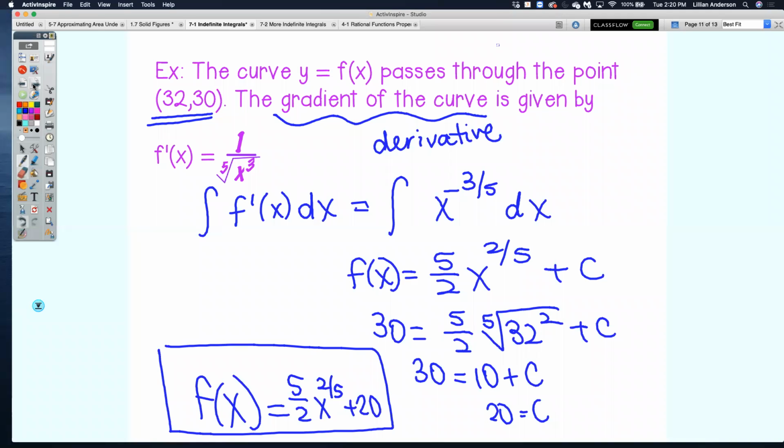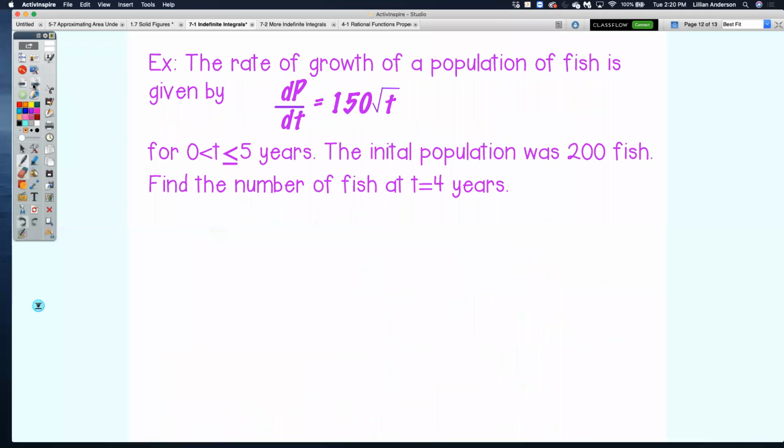All right, two more. You want to do this one on your own. See if you can take the words, decipher what they mean, and actually find the number of fish at t equals 4 years. The rate of growth of a population of fish is given by dp over dt equals 150 square root of t. Remember, when you see dp over dt, that's like saying dy over dx, aka the derivative. For t is in between 0 and 5 years.